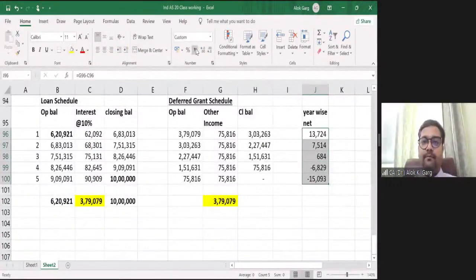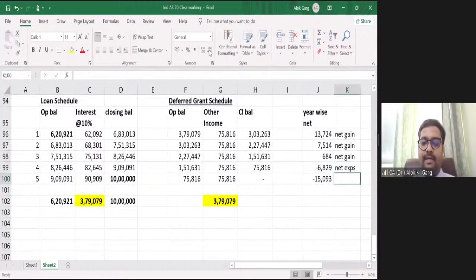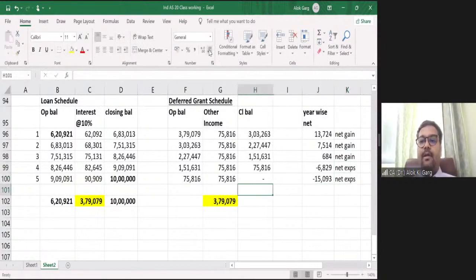Okay. So here it is a net gain. Again here it is a net gain. Again here it is a net gain. It is a net expense. It is a net expense. Okay. And this will become 0.